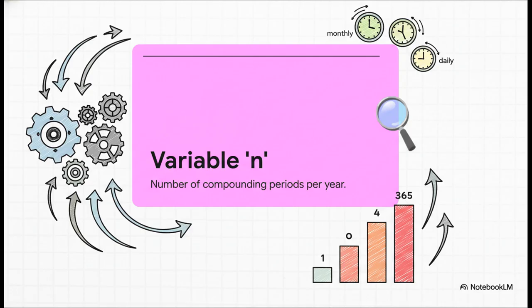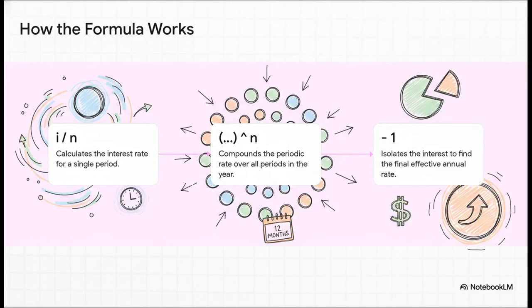If it's quarterly, N is 4. If it were daily, N would be 365. The higher N is, the more often that engine runs, and the bigger the impact of compounding will be. And when you look at it this way, the logic of the formula is actually pretty elegant. First, you see, we divide I by N. That just gives us the little slice of interest for one single period.